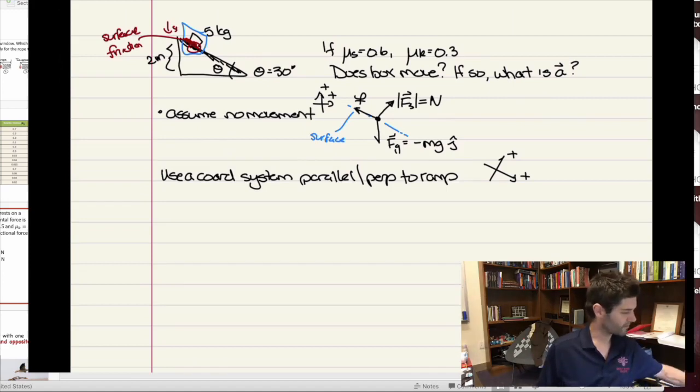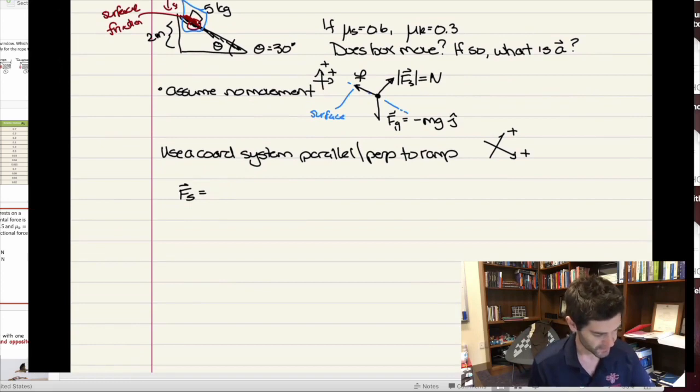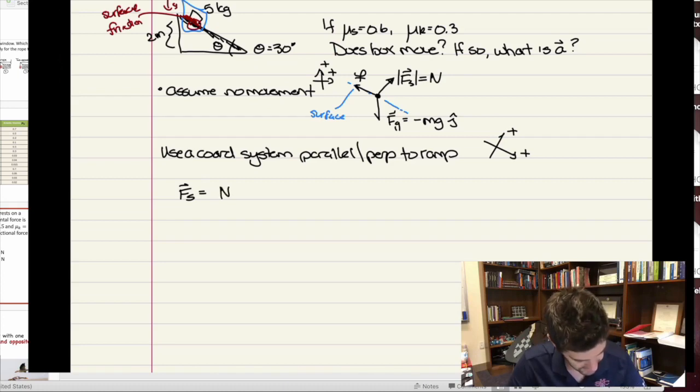That should be nothing new. We did that in the previous lecture. So then in this coordinate system, I can write down what these forces are. The contact force is very easy. Sorry, I'm using i, j, k this lecture. The contact force, there's nothing along the ramp, and there's some positive value perpendicular to the ramp.